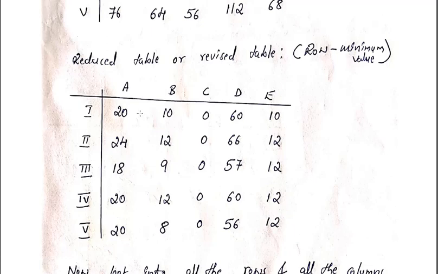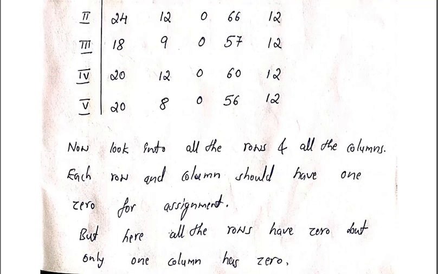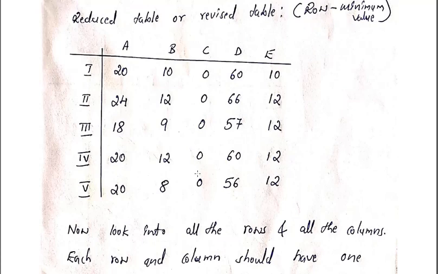Now look into the columns. For assignment, each row and each column should have a 0. But here all the rows have 0, but only one column has 0. So select the minimum value in the column. That is 20, 24, 18, 20 and 20. Out of that, 18 is the minimum value. So subtract that element from all other values: 20 minus 18 is 2, 24 minus 18 is 6, 18 minus 18 is 0. In a similar way, do the same thing for the second column, third column, fourth column and fifth column.